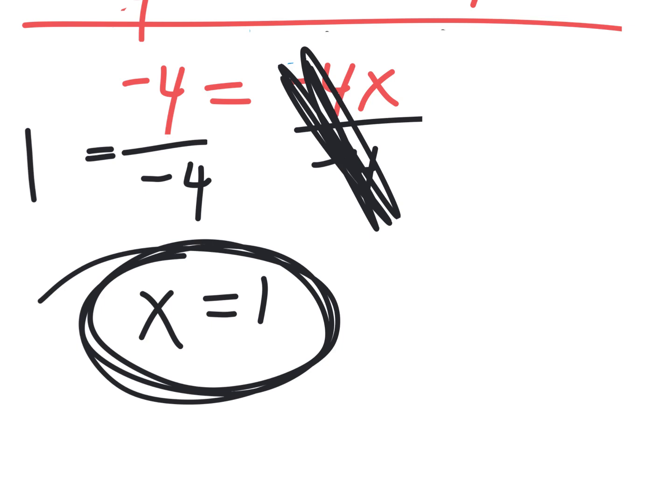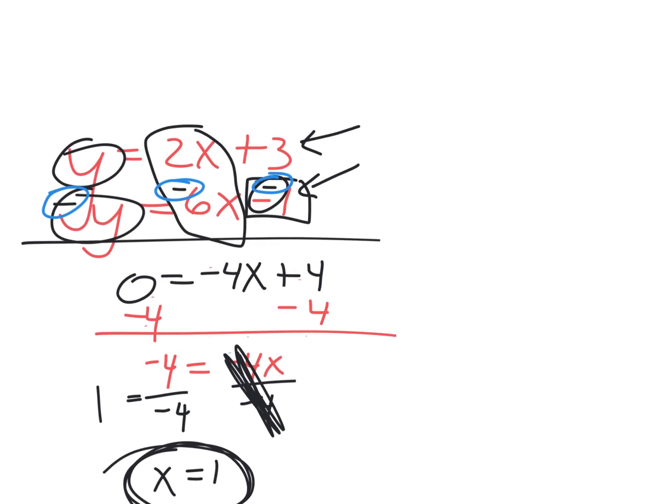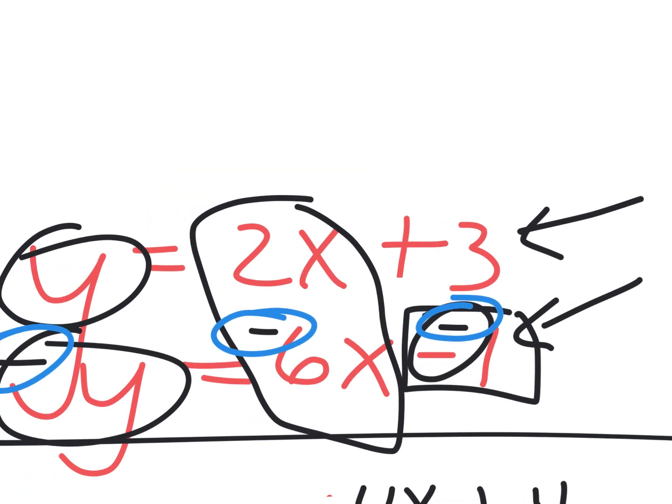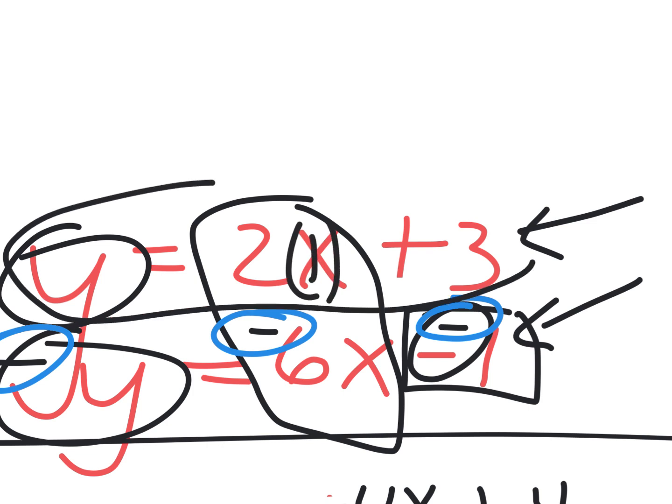All right, so back to x equals 1. X equals 1 is not a point. It's a number. Here's my two equations. If I know x is 1, but how am I supposed to figure out what y is? I told you x was 1. You can't tell me what y is then?